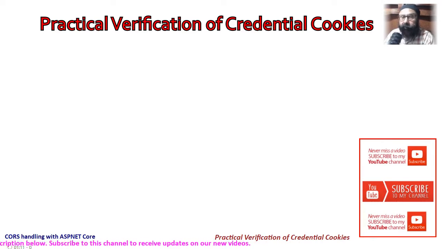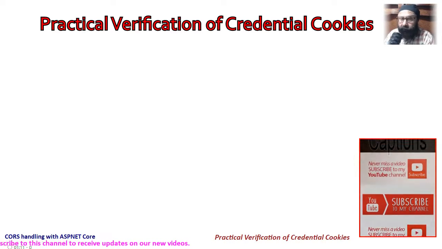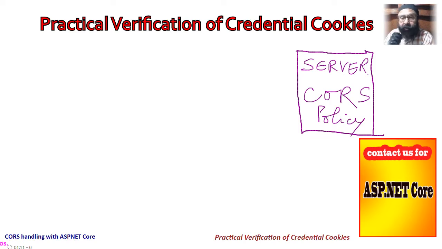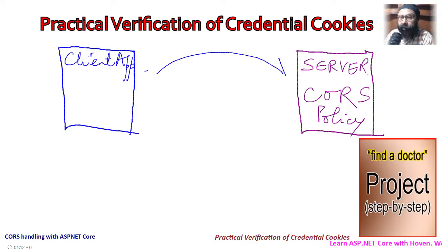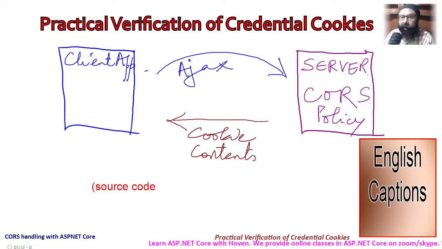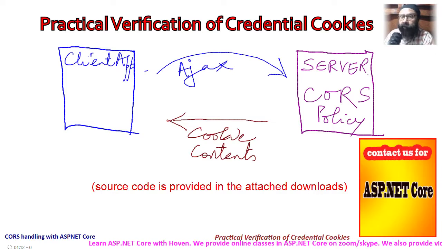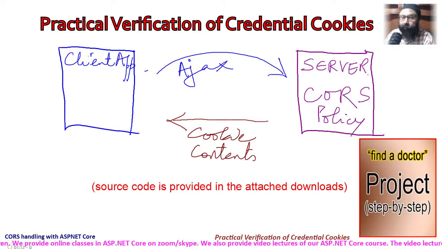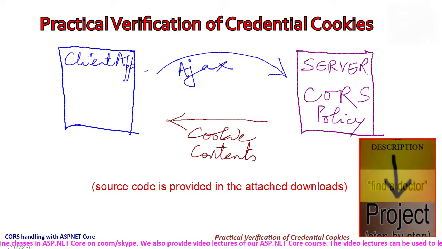In this tutorial, we have two applications. The first is an ASP.NET Core application that implements a CORS policy to accept cookies from the second application. The second application makes a JavaScript request to the first application and sends a cookie. The first application then reads the cookie and echoes back the contents of that cookie, which are presented by the browser through a JavaScript alert box. The source code of both the projects is provided in the attached downloads.